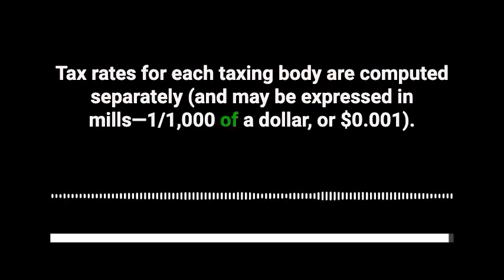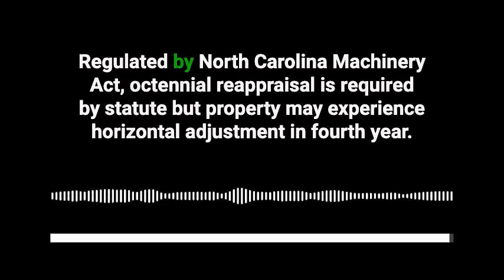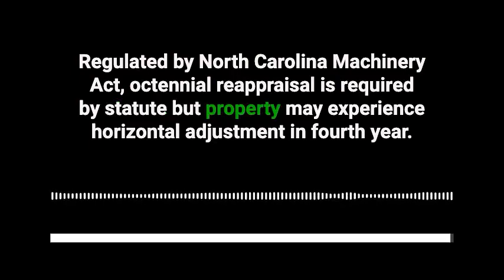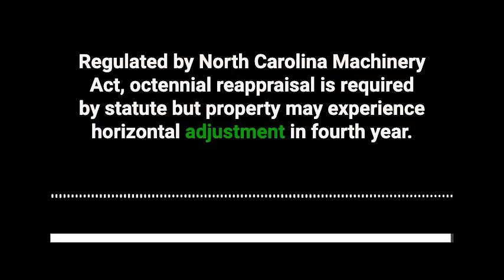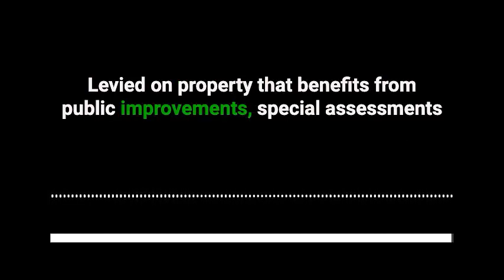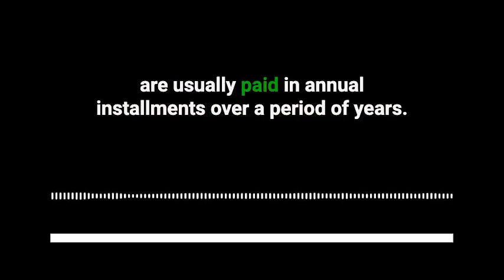Mills may be shown as dollars per $100 or $1,000 of assessed value. Regulated by North Carolina Machinery Act, octennial reappraisal is required by statute, but property may experience horizontal adjustment in fourth year. Levied on property that benefits from public improvements. Special assessments are always specific and statutory, may be voluntary or involuntary, are not tax deductible, and are usually paid in annual installments over a period of years.